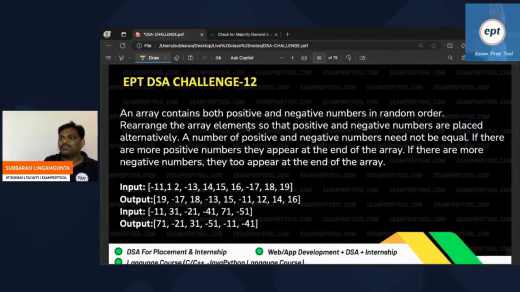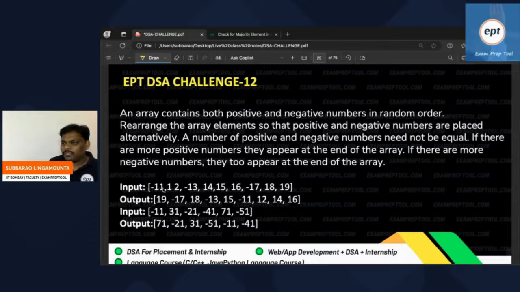Let me explain this problem. Yesterday I explained, so I am explaining again. There is one array containing both positive and negative numbers in random order. Arrange the array so that positive and negative numbers appear alternately. The number of positive and negative numbers need not be equal. If there are more positive numbers, they appear at the end. If there are more negative numbers, they also appear at the end.